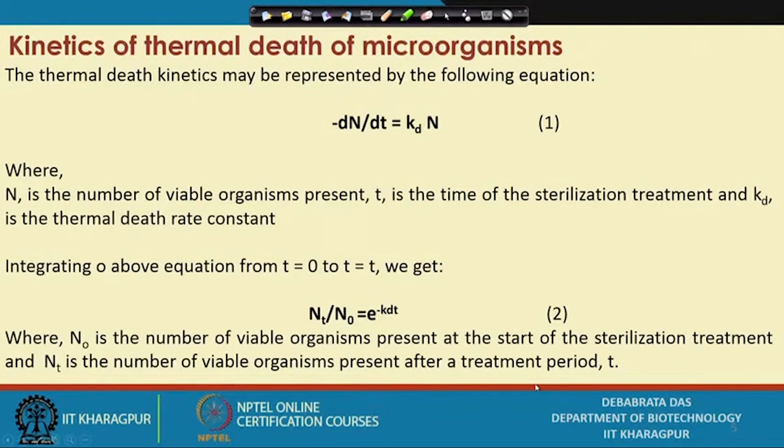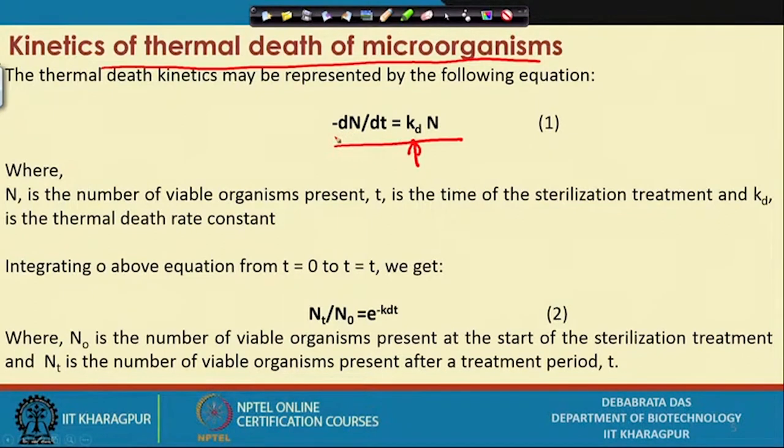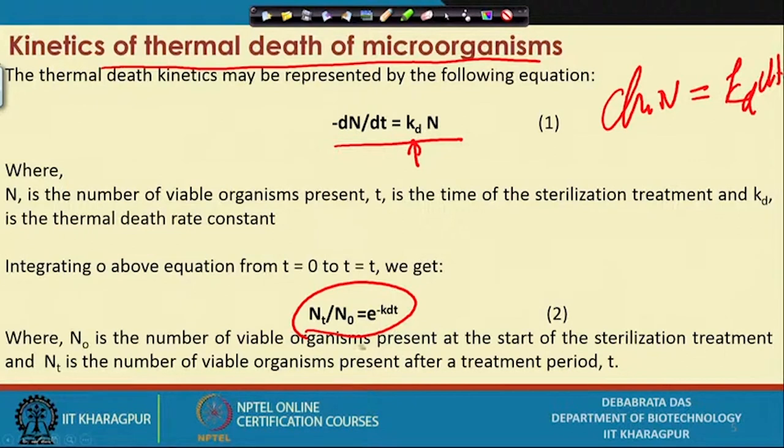Now, let us see the equation, the kinetics of thermal death rate of microorganisms. Now, minus dN by dt equals kd into N. This is first order kinetics, kd is the thermal death rate constant, and N is the number of viable organisms. This is how we can write it. Now, we can express this easily in this form: d ln N equals minus kd into dt. Am I right? So, we can write it in this form.